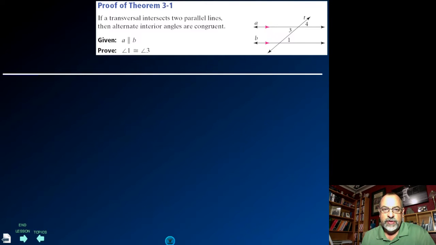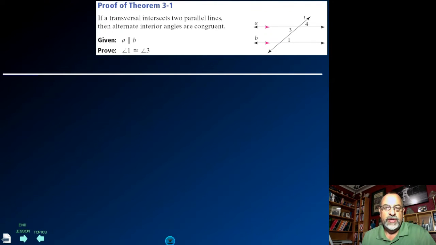I want you to notice one thing: we are asked to do this proof, and we're proving theorem 3.1. So we're being asked to prove that the alternate interior angle theorem is true, and you will be required to reproduce this proof on a quiz. Because we're trying to prove that alternate interior angles are congruent, we cannot use that as a reason anywhere in our proof. So that cannot be used in this proof anywhere at all.